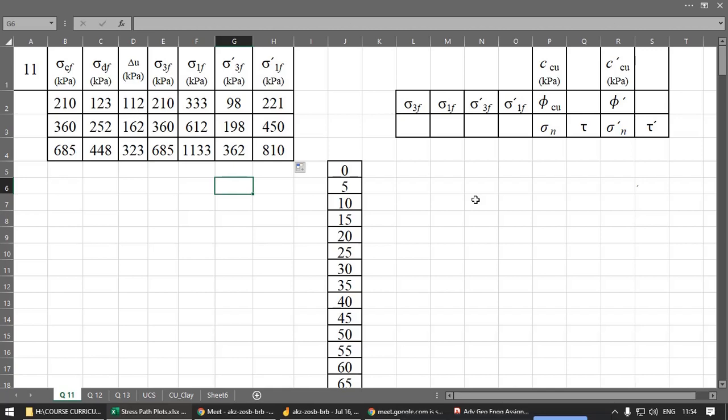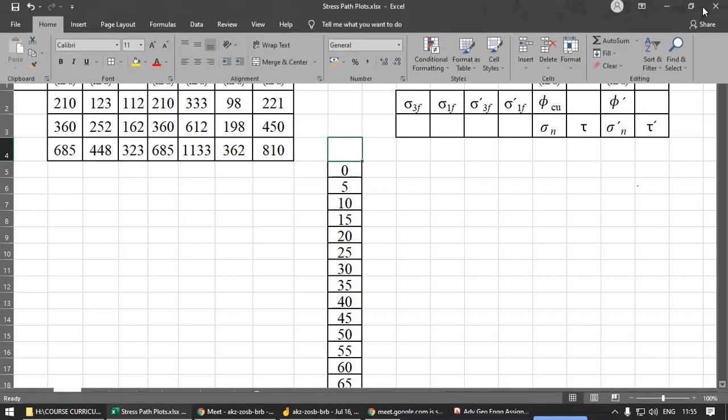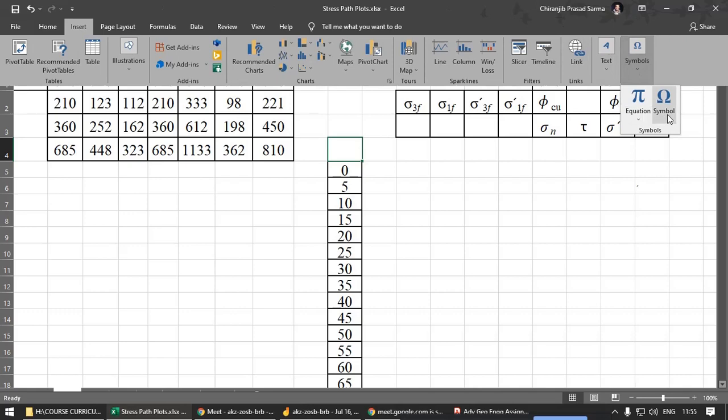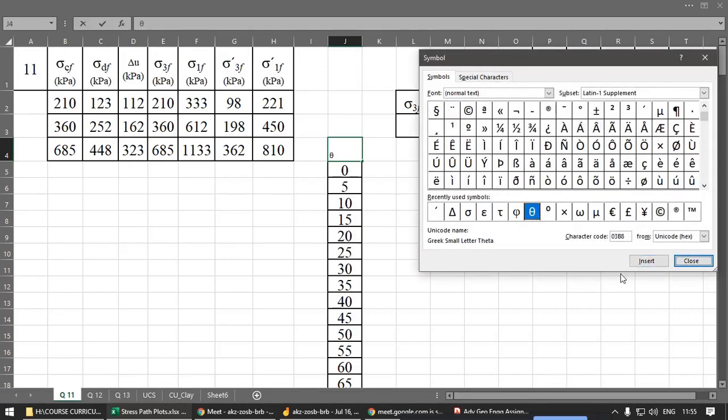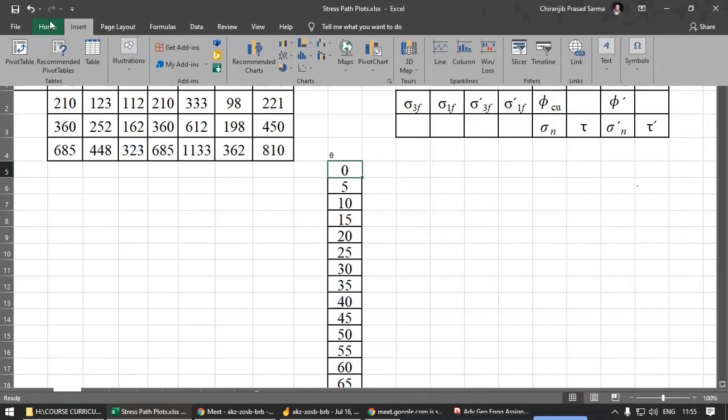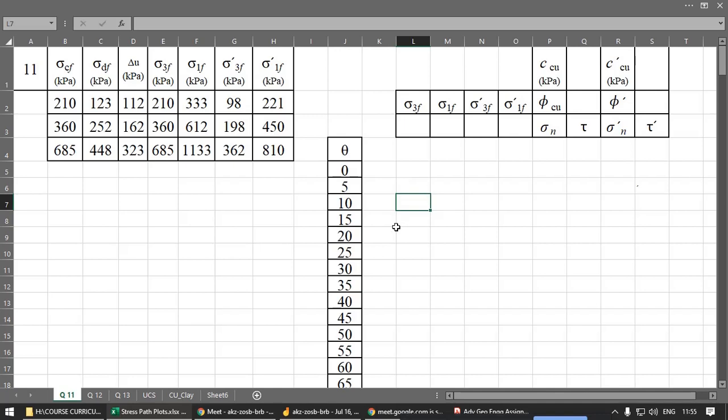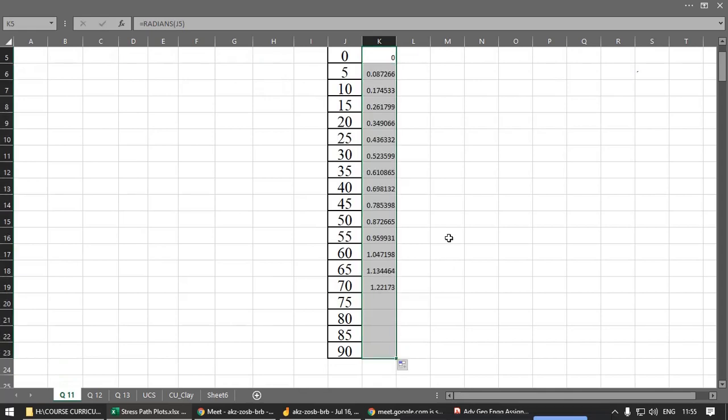Now what we have here is, I have taken the courtesy of already entering the theta values. So this is theta, in degrees. We have to convert that into radians because Excel calculates in terms of radians. So this is equal to radians and this one, enter. And we just pull it down and we get the results.